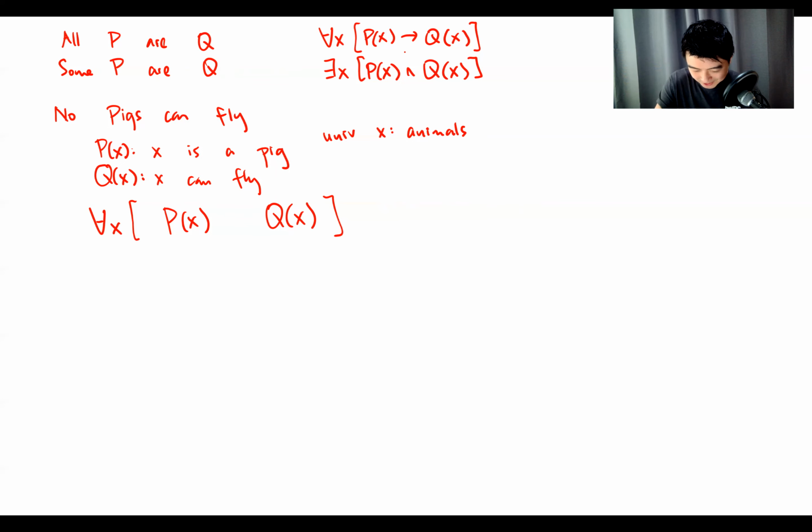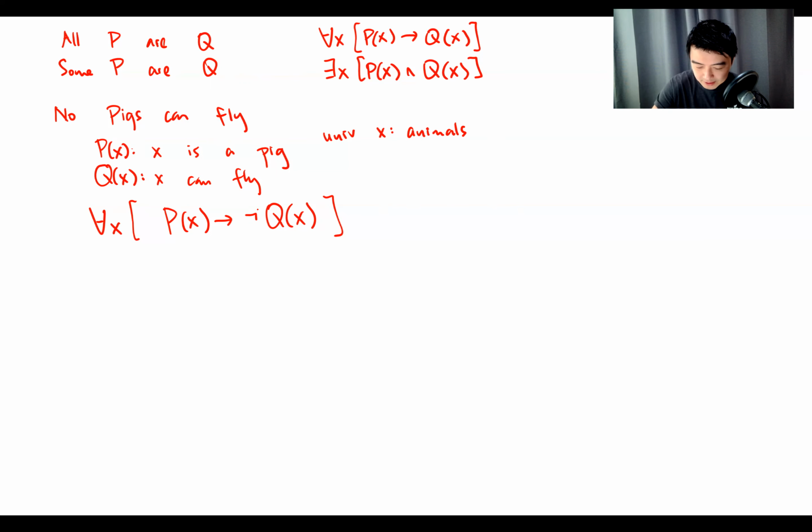So the easy answer here is that we can say if you're a pig, then you cannot fly. Now let's just read this and make sure that we understand the logic that is happening here. If I say no pigs can fly, then that means for every animal that's out there, if you are a pig, then you cannot fly. So again, verify, make sure you understand that this is the same logic as no pigs can fly.